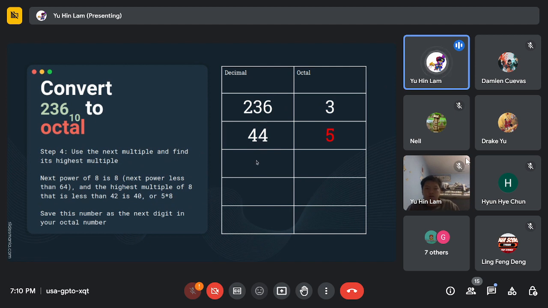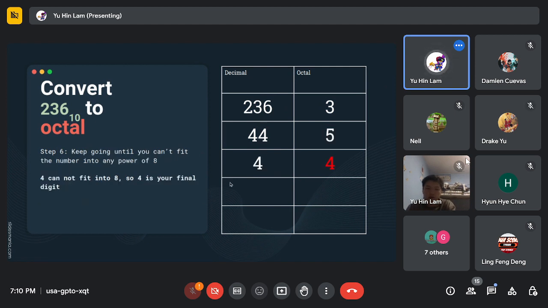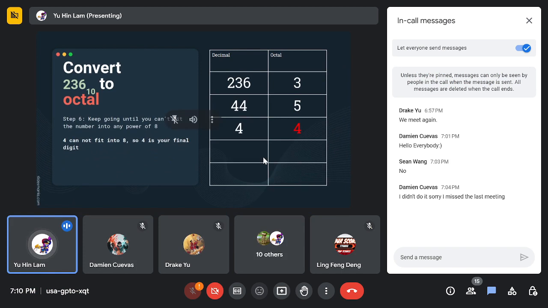Yeah, so basically for our last one, after we subtract, this will give just like you said, 4. And since 4 can't fit into any power of 8 other than 8 to the power of 0, but since 8 to the power of 0 is 1, we don't really count that. So 8 to the power of 1 is just 8. Since 4 is already less than 8, that would just be our last octal number.